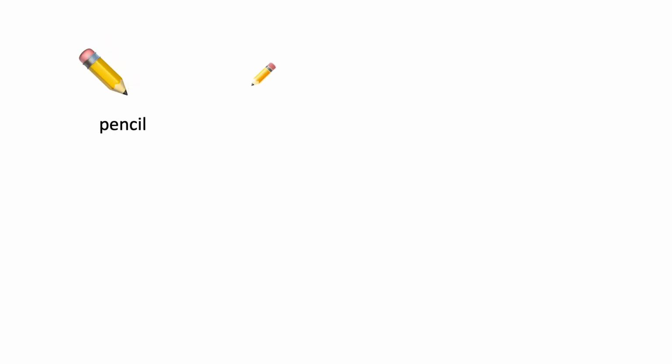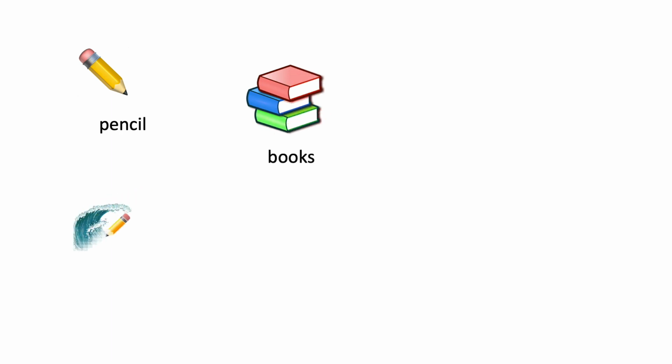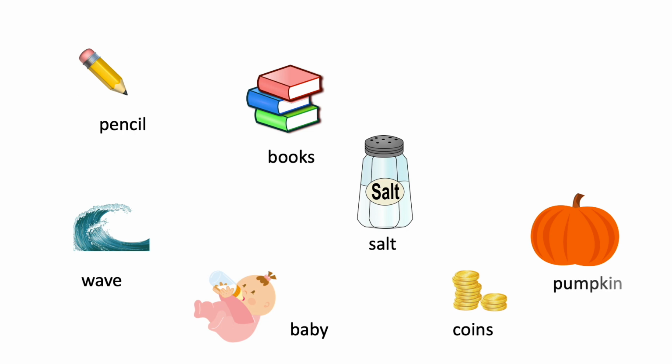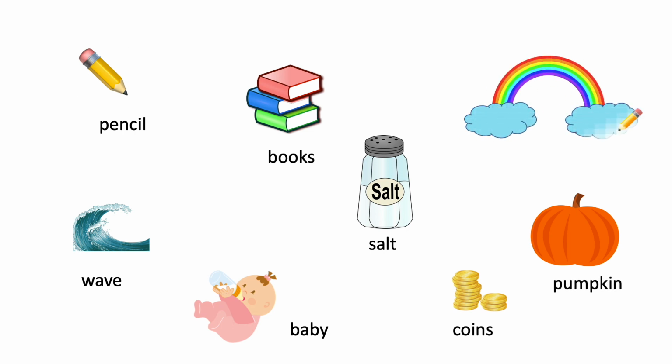Concrete noun examples can be like a pencil, books, a wave, a baby, salt, coins, pumpkin, rainbow. Rainbow is a different type of concrete noun. It is a concrete noun that we can only see. Let's move on to another type of noun.